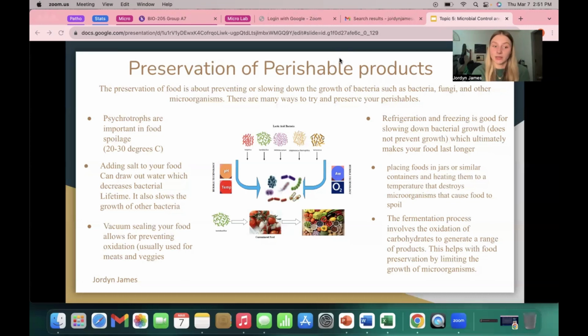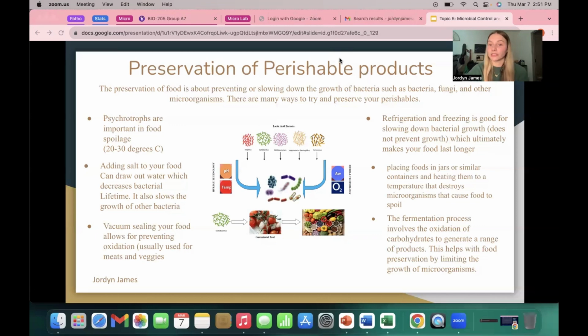Vacuum sealing is another way to prevent oxidation. It's usually used for meats and veggies. Oxygen's another thing that microorganisms and bacteria need to survive. So vacuum sealing your food prevents oxygen from getting into your food, which would otherwise give oxygen to those bacteria, which can cause them to reproduce and spoil your food faster. So vacuum sealing is a great way to prevent oxidation.